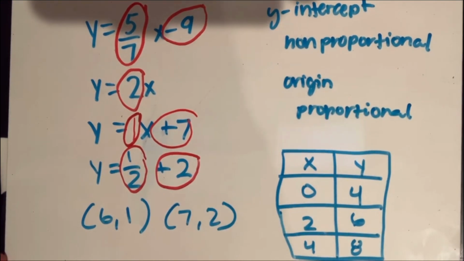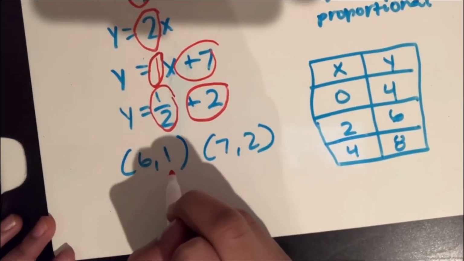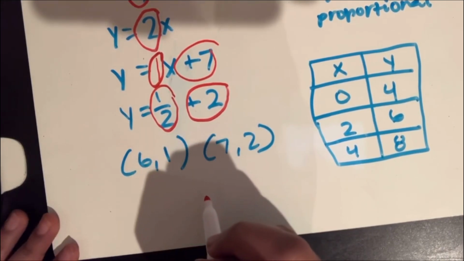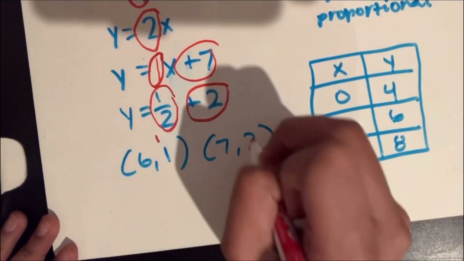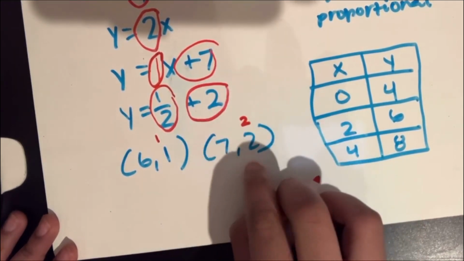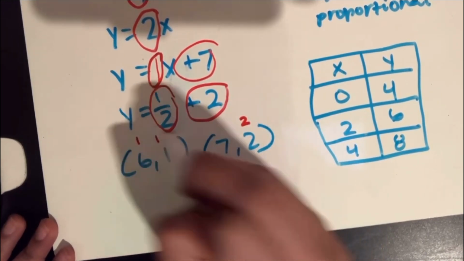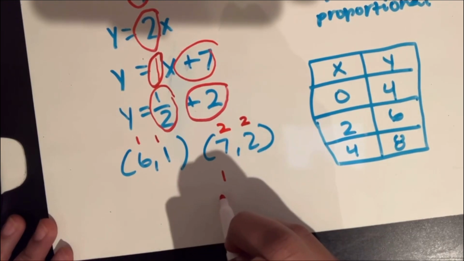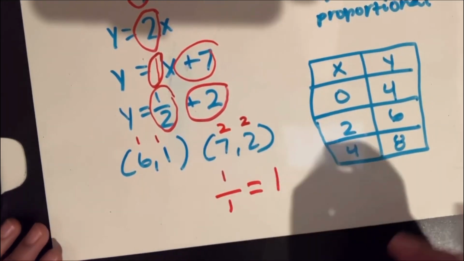Now let's calculate the slope between these coordinates. We have to do y2 minus y1 divided by x2 minus x1. Our first y value is 1, and our second y value is 2. So 2 minus 1 is 1. Our first y value is 6, and our second y value is 7. So 7 minus 6 is 1, so our slope will be 1 or 1/1.